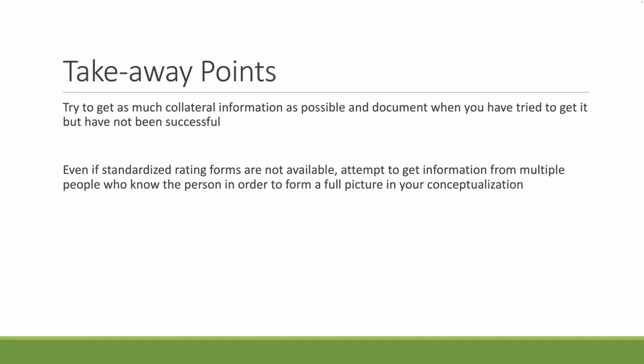So a couple main takeaway points here. Try to get as much collateral information as possible, and also document when you have tried to get it but have not been successful. If someone is reading your report and they're wondering, I wonder what the parent or the employer might say, it can be really helpful to see a note that says, rating forms were provided, but they were not returned at the time of this evaluation.